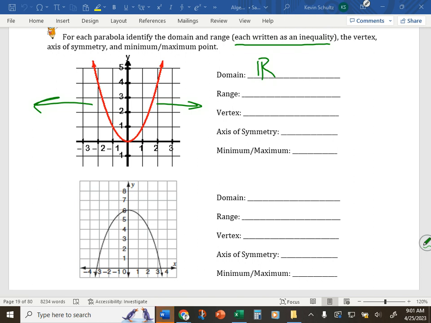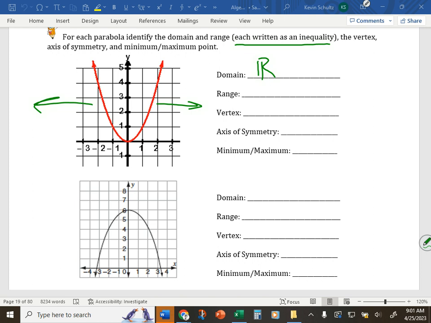Okay? The domain of a parabola with arrows on each end will always be all real numbers because that gap just gets wider and wider and wider. Nathan, question? Are we doing range yet? It's pretty much. Any question on domain?